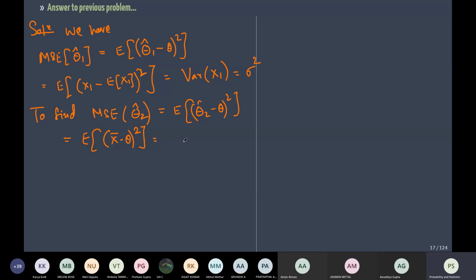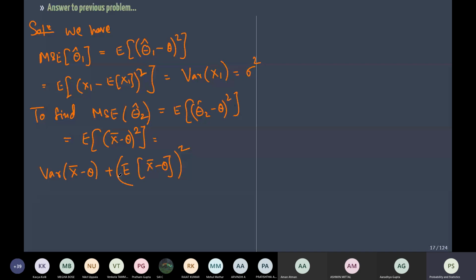Now I can write this as the variance of x bar minus theta. Recall the formula, right? So the expectation of x bar minus theta whole squared, right? So variance is the expectation of x square minus the expectation of x whole square, right? So that's the variance formula I have used. Okay, so this is what I have.